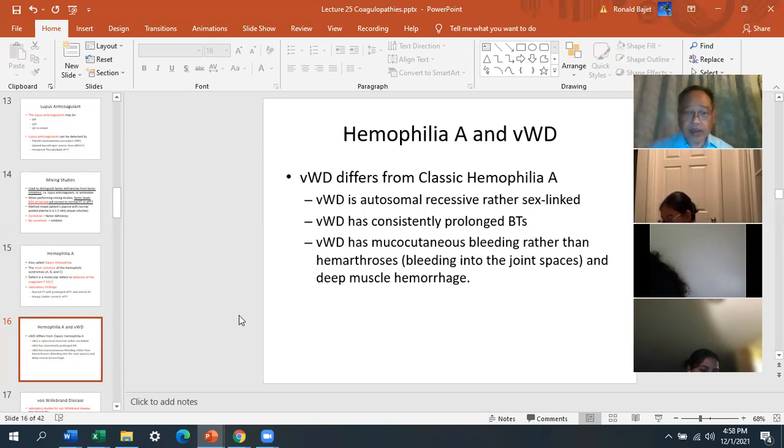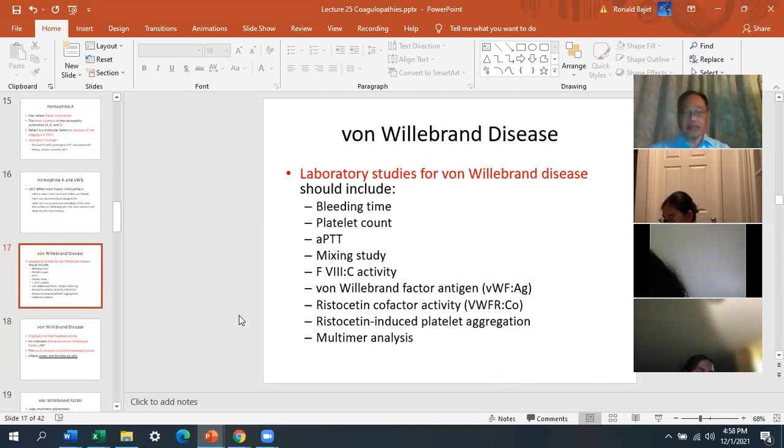And deep vein hemorrhage, that's not von Willebrand's disease. Remember, it's rather than hemarthrosis, bleeding into the joint space, or deep muscle hemorrhage. That's not von Willebrand's disease.